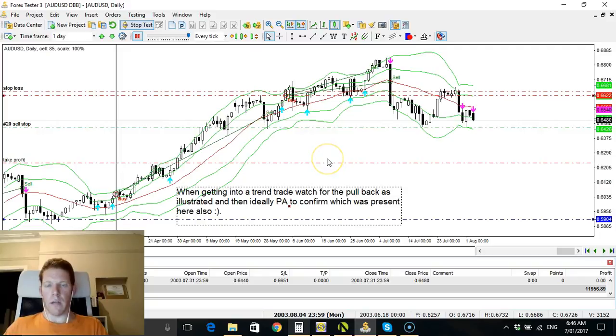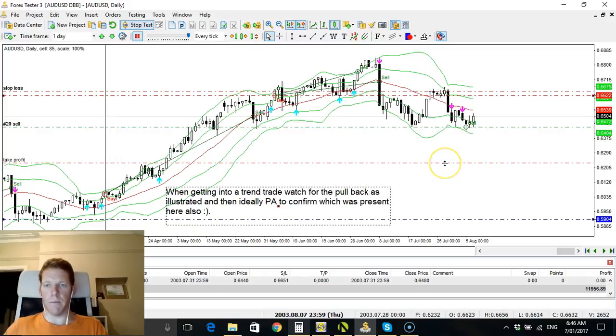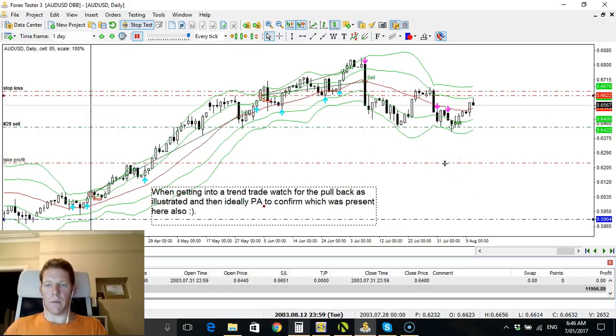So look, can it bust out of a little bit of sideways stuff? I'm playing the probability game by putting the entry down here, and we'll see. It's going to probably stop me out.